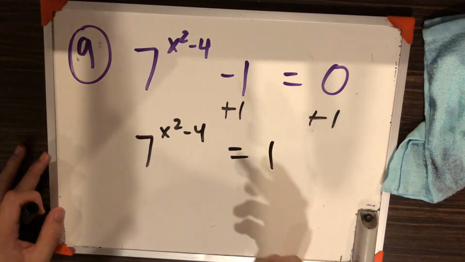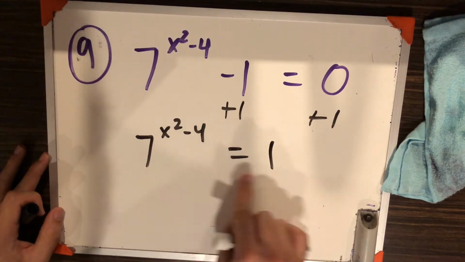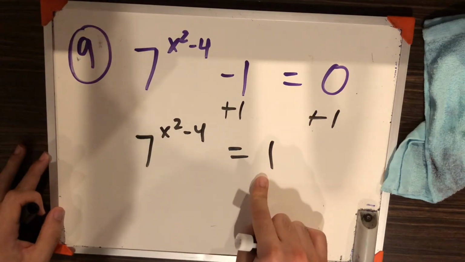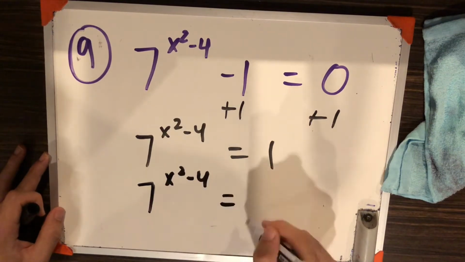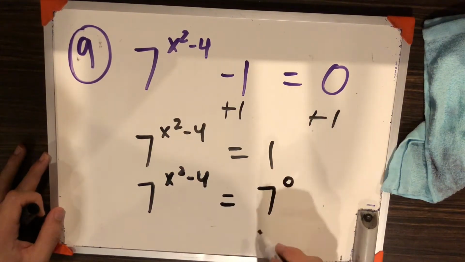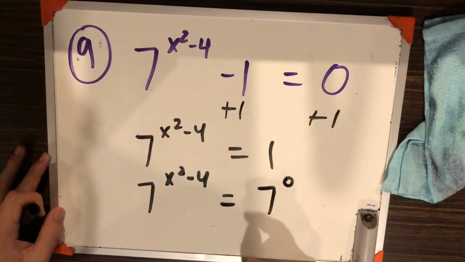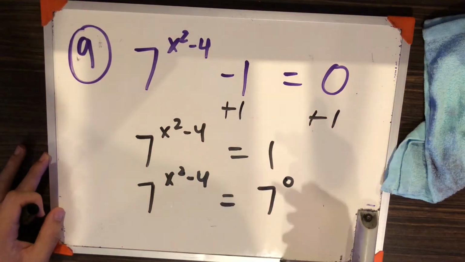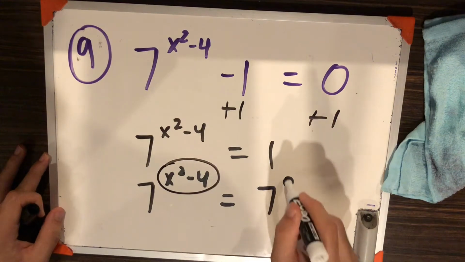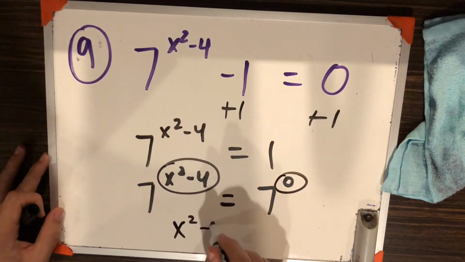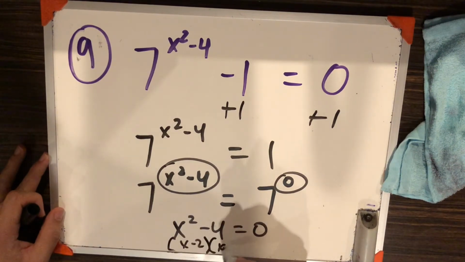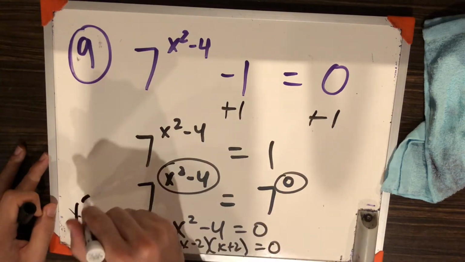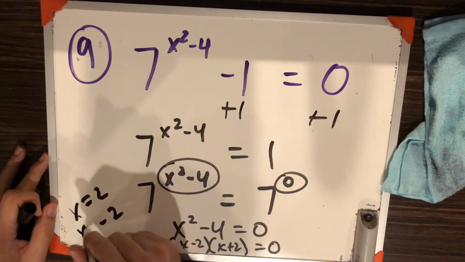Okay, and then think about it. Is there really a base we can come up with between 7 and 1? We can if we have the equivalence of 1. Well, 7 to the 0 power is equivalent to 1. What we can end up doing now is setting these equal to each other, so x squared minus 4 is equal to 0. We can break this down even further. X minus 2, x plus 2 is equal to 0. Set both of them equal to 0. That means x is equal to 2 and negative 2.